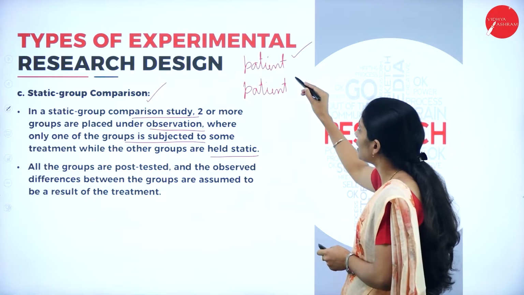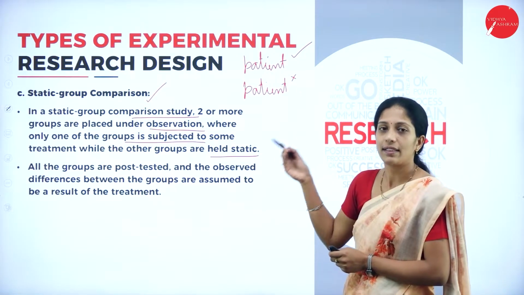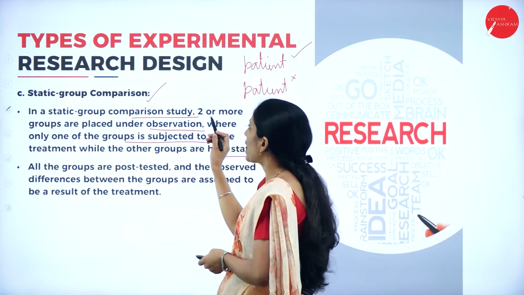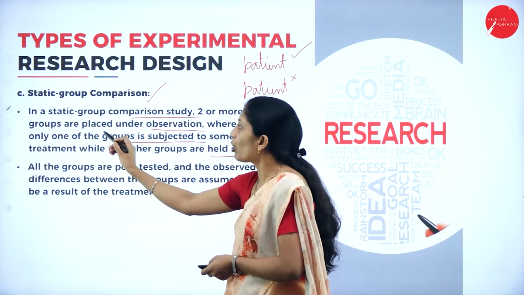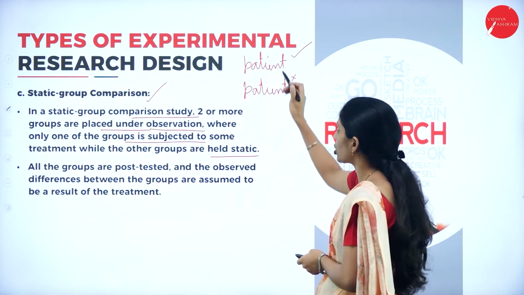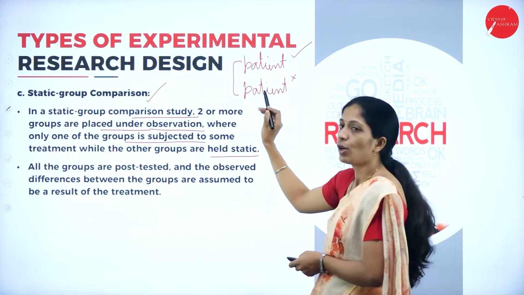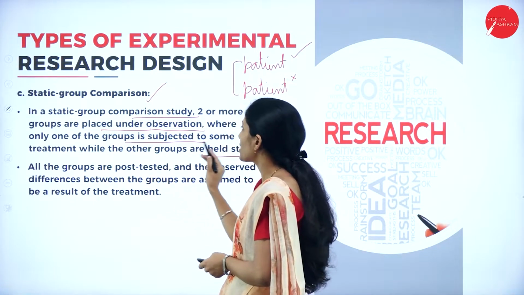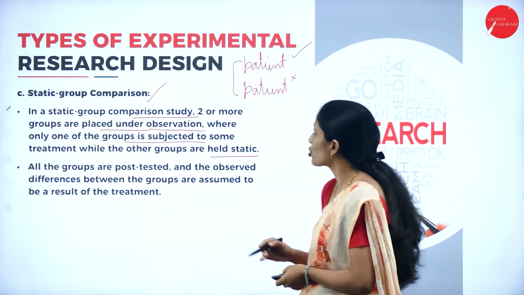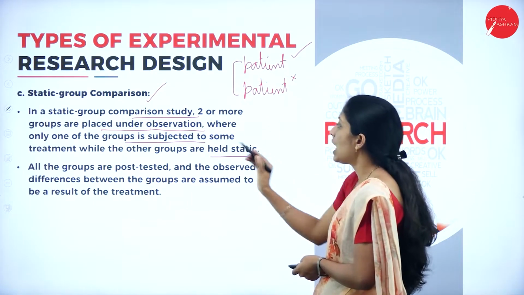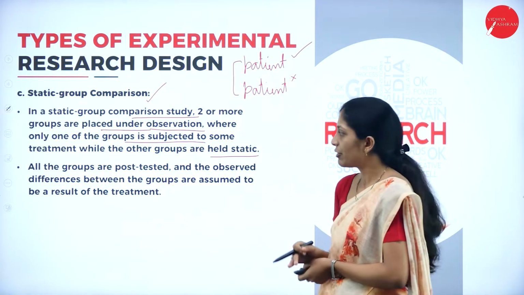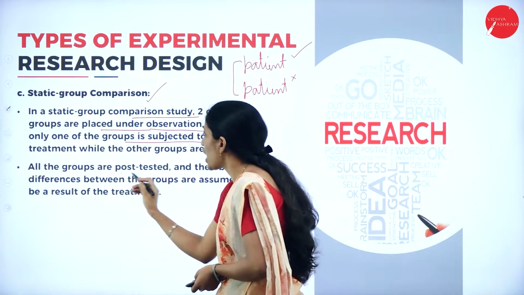For the other one they will not give the treatment and then they will test. So here in a static group comparison study, two or more groups are placed under observation. Now here there are two groups placed under observation where only one group is subjected to some treatment. So one will be given the treatment and the other groups are held static. For the other they will not give the treatment. So all the groups are post-tested.